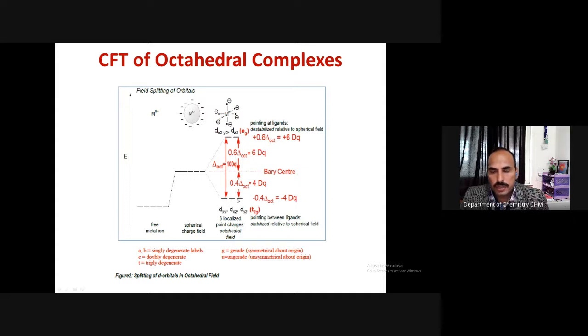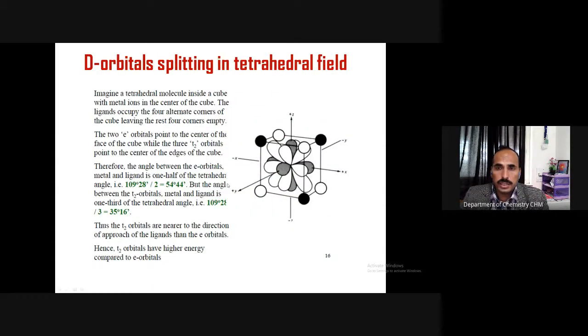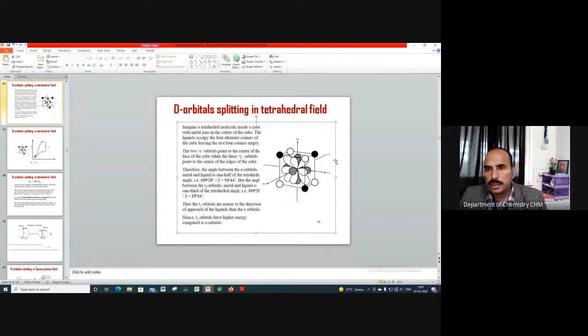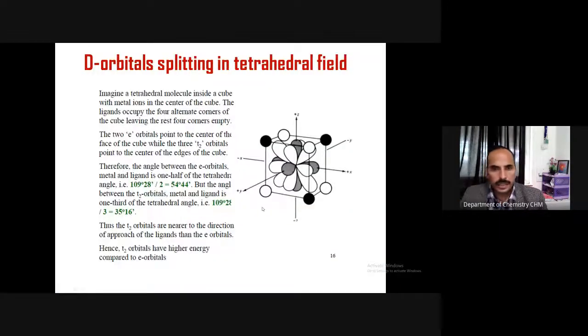So the difference between the energy level of this T2g and the energy level of this Eg, the gap between T2g and Eg, is called delta O. Now, when we are discussing the tetrahedral geometry, the number of ligands is only four, and in this case none of the orbitals is directly approaching any of the ligands. So ligands and orbitals are not on the same axis.